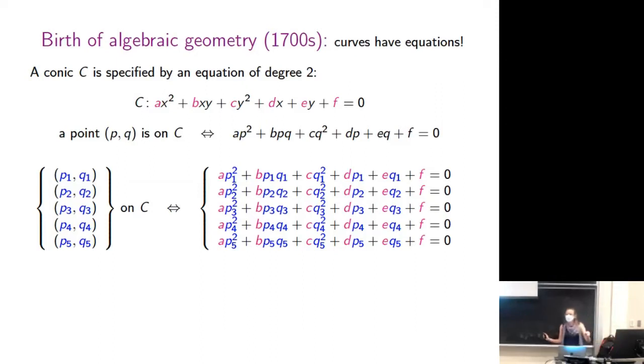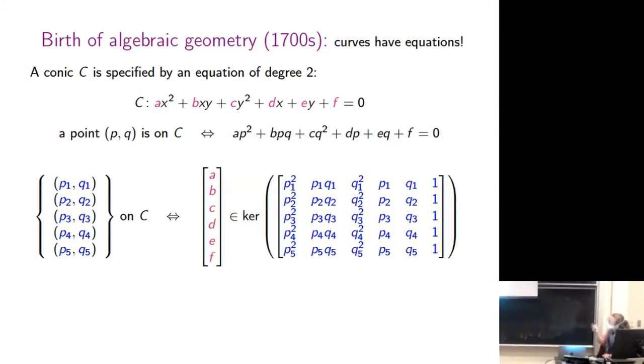And those are the things we can do, right? Like we can't solve a lot of equations, but we can solve linear equations. So let's put this the way that we would put it as linear algebra students. Okay, so this A, B, C, D, E, F we want that will determine our conic for us is just a non-zero vector in the kernel of this matrix.